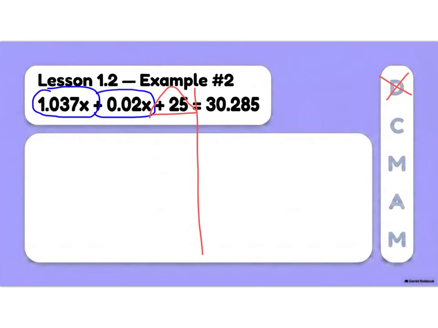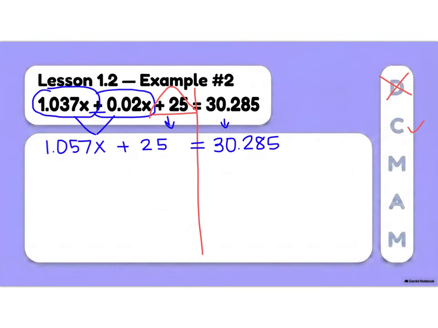So the only like terms I have here are the 1.037x and the 0.02x. When I add those together, and we add because there's a plus sign, I get 1.057x. And then the 25 is not a like term, so I'm just going to drop down this 25. And on the other side, since I don't have any like terms, I'm just going to drop down this 30.285.